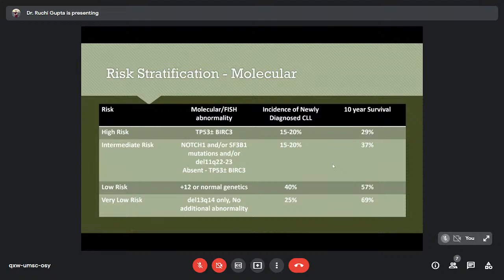Subsequently, in intermediate risk, you have those which are NOTCH1 mutated or SF3B1 mutated, or there is deletion of 11q, and obviously TP53 or BIRC3 mutation is absent. Trisomy 12 comes under low risk along with normal genetics, whereas deletion 13q alone with no other additional abnormality qualifies for very low risk. So these are that subgroup of patients who you really need not bother about starting treatment.